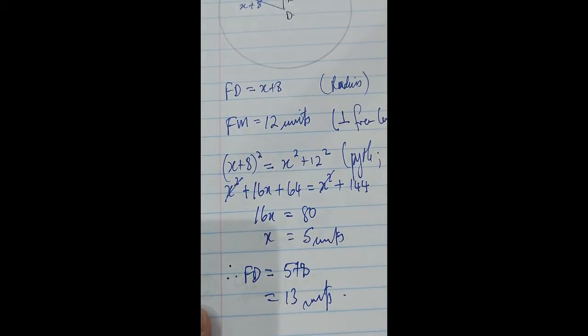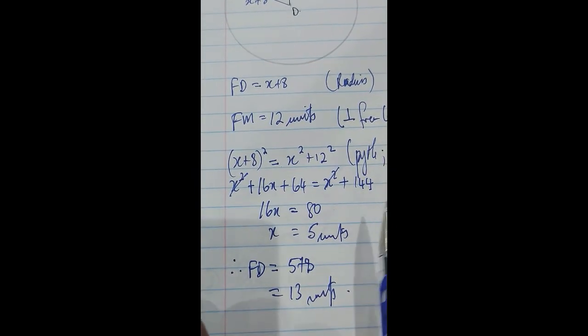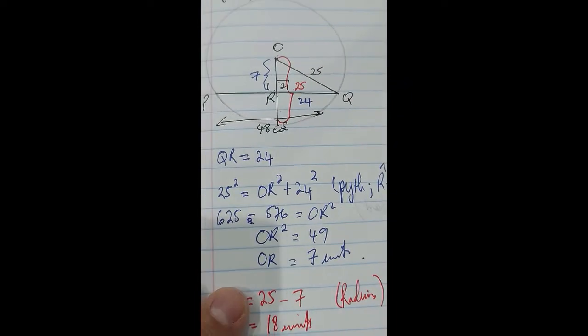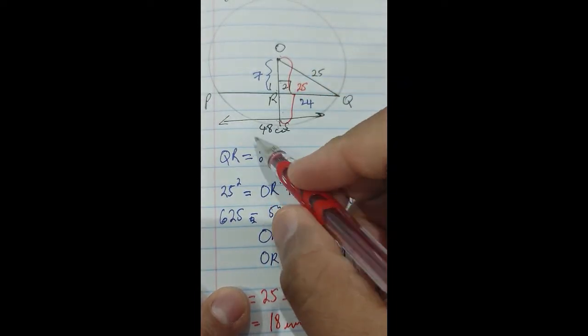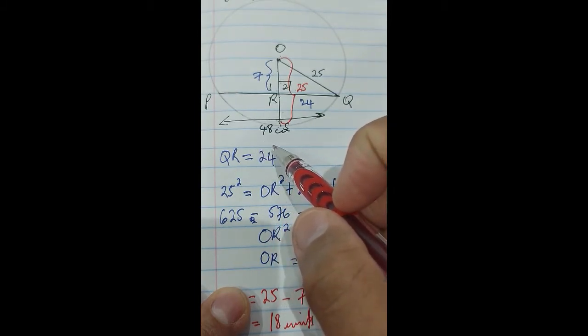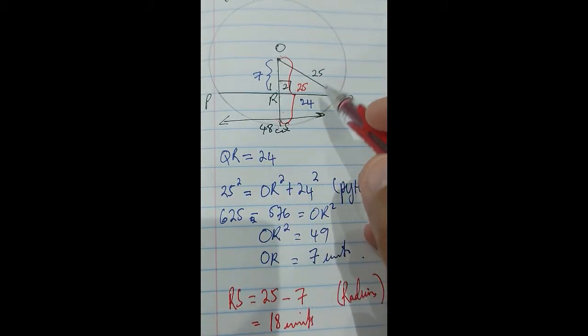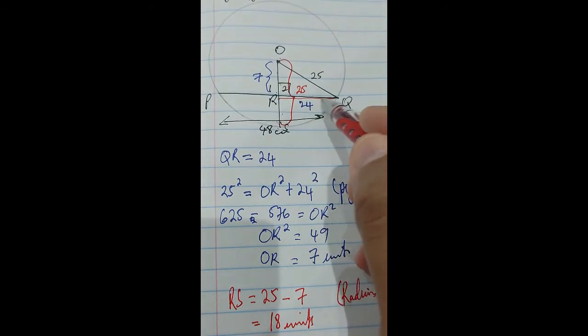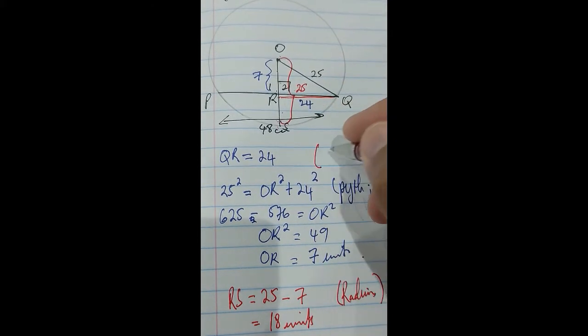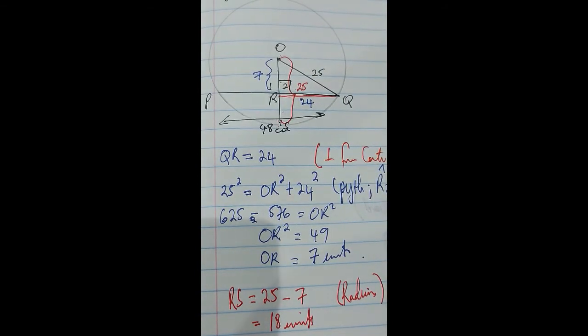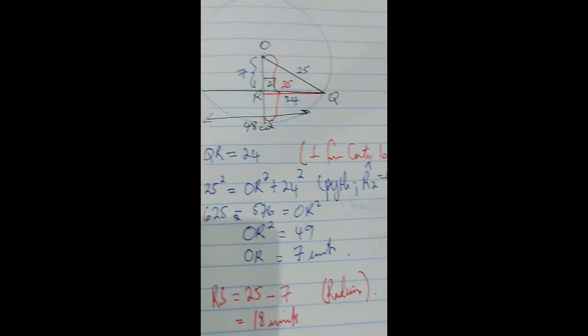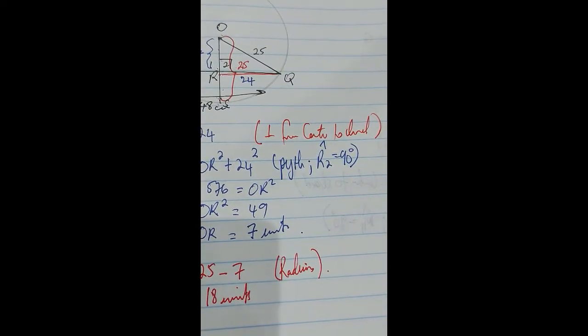With that said, I just realized that I forgot to write something in here. Remember, every statement must have a reason. That FG was 24. Why is that 24? Because perpendicular from center to chord bisects the chord. Sorry about that.